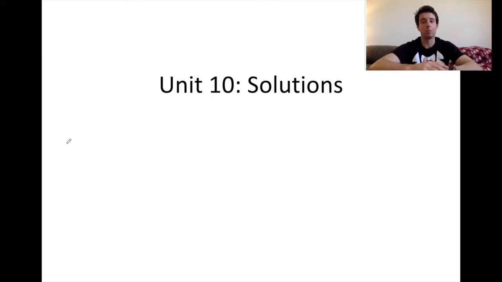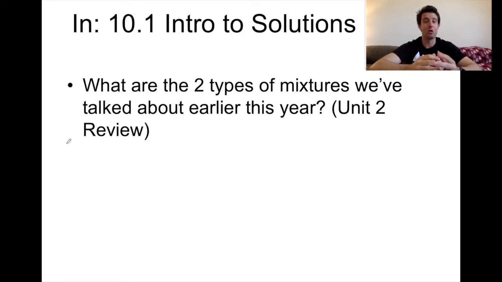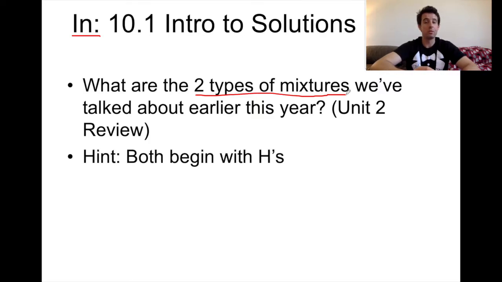That's the nice thing about Unit 10, solutions: we're going to start off here. If you look up on the board, you'll see that it asks, what are the two types of mixtures we've talked about earlier this year? So, starting off today with a little bit of a review of Unit 2. What I want you to do right now is think, what are those two types of mixtures we've talked about earlier this year? Here's a little hint: they both begin with H's. Both of these types of mixtures begin with the letter H. So, think about that.